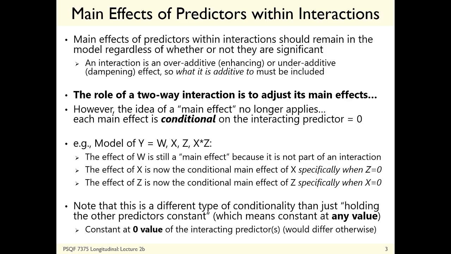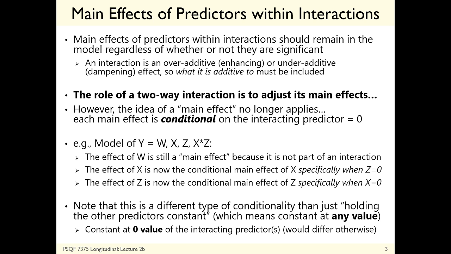So the idea of a two-way interaction is that it does something to the main effects of the predictors that are part of the interaction. So we have to have the main effects in the model. You know that, right? Someone drill that into you. If you have an interaction, the main effects stay no matter what. Good. And it's because they become conditional main effects.